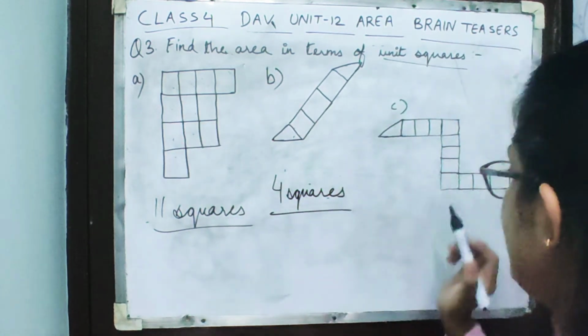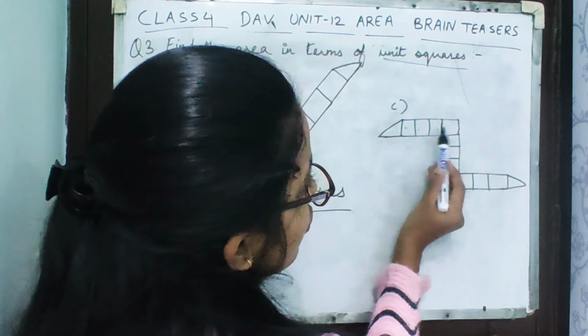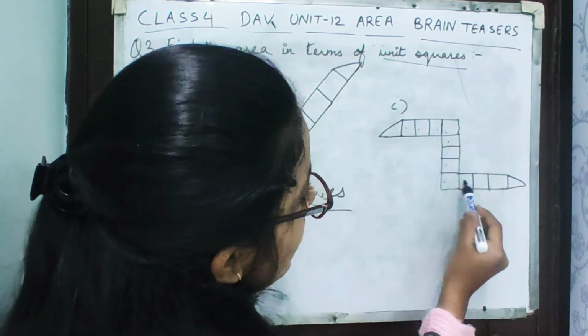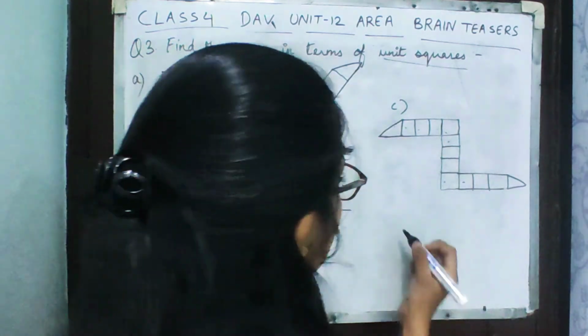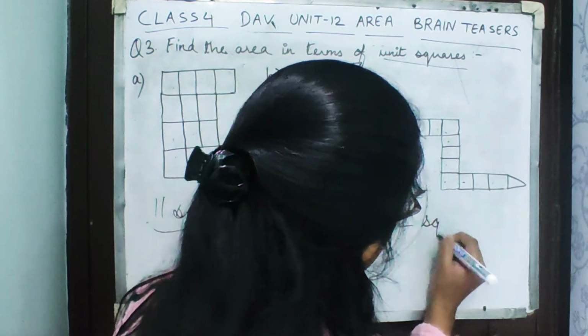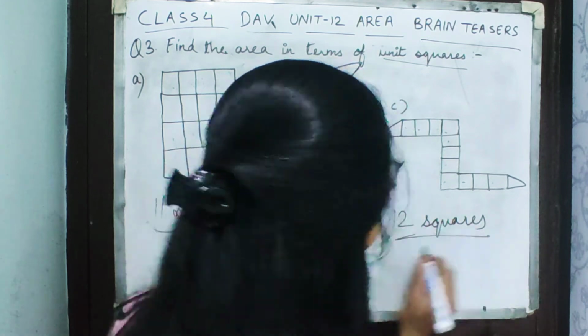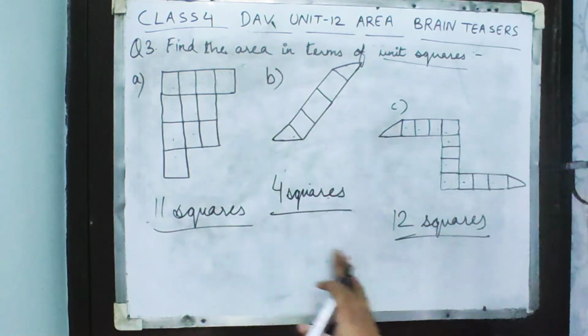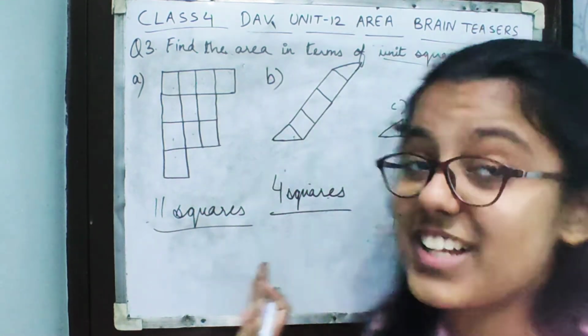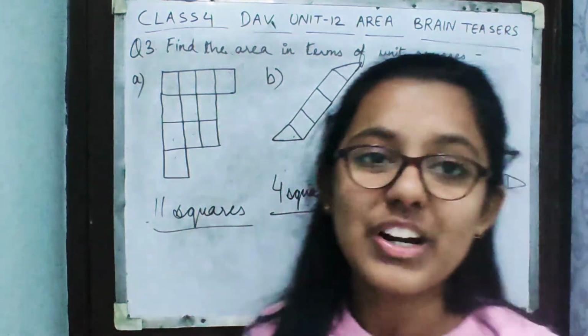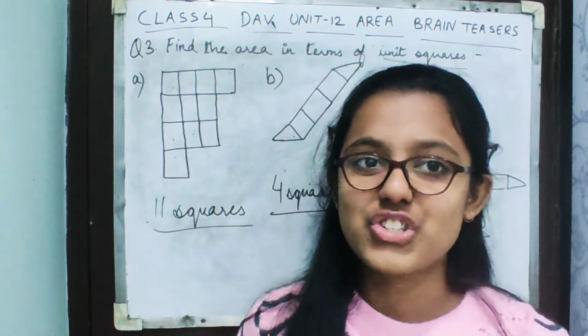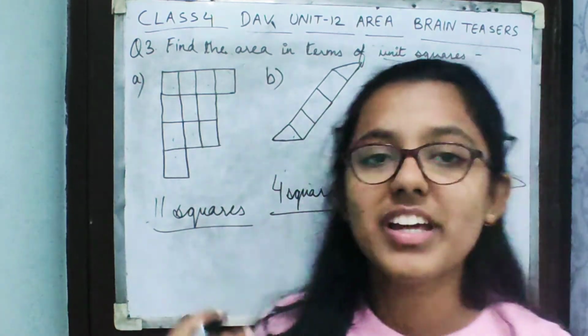Then the third one: 1, 2, 3, 4, 5, 6, 7, 8, 9, 10, 11, and 2 half squares make up 1 square. So total 12 squares. So our answers are 11 squares, 4 squares, 12 squares. I'm not such a good drawer or artist, so the pictures are made like that only, but I hope you must have understood it. So we have completed the third question.